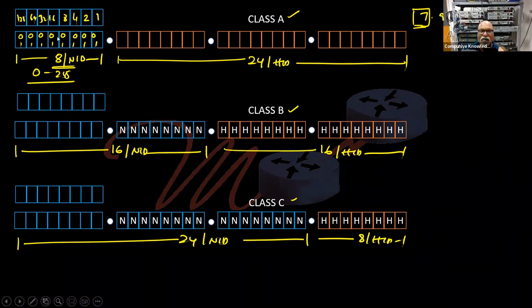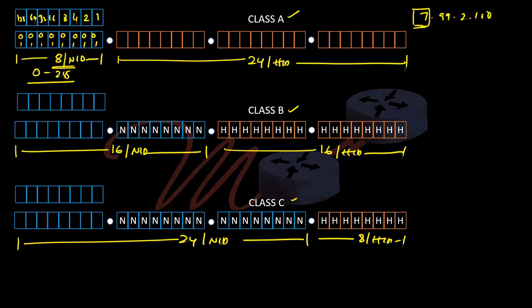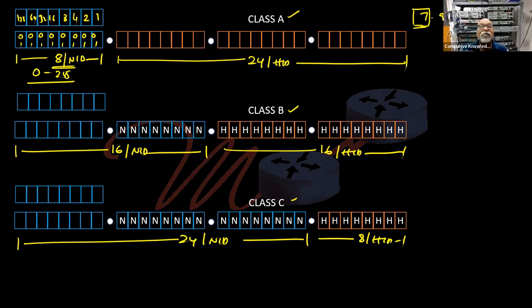Now, if I give all zeros to all ones, 0 to 255, to class A, imagine there are three people and you have 256 rupees. Your job is to divide that 256 rupees between three people. If you give the entire 256 rupees to the first person, what will you give to the second and third? Zero. Will they be happy? No, sir. They'll kill you. So you have to divide.